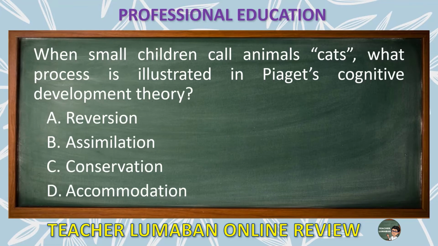5, 4, 3, 2, 1. The correct answer is letter B. Assimilation. When small children call animals cats, the process illustrated in Piaget's cognitive development theory is assimilation.